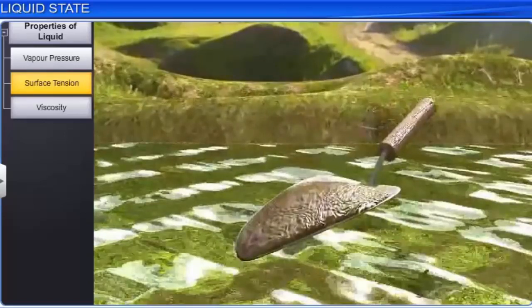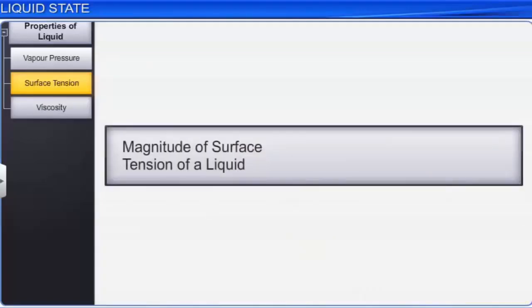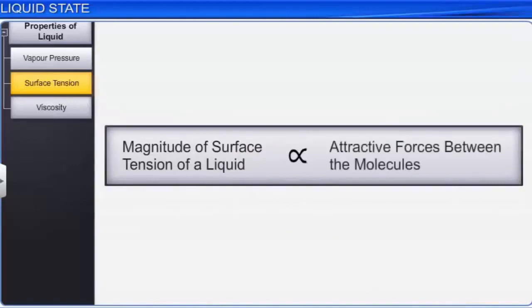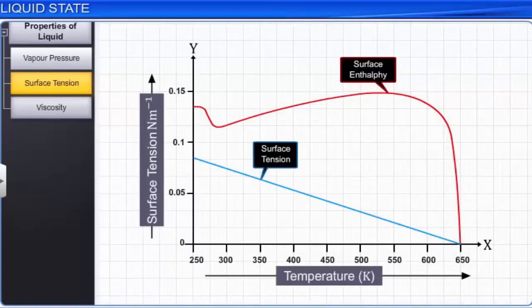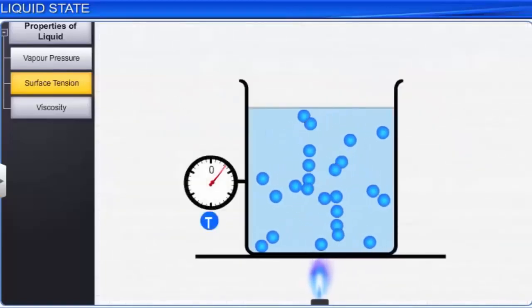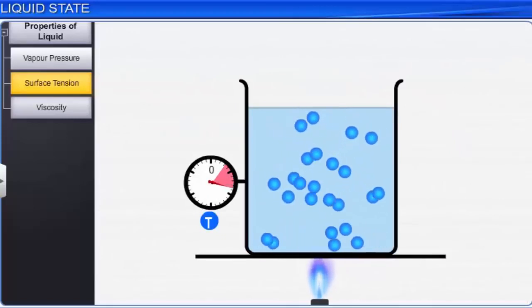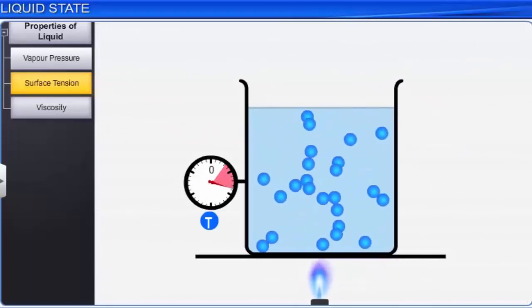The magnitude of the surface tension of a liquid is directly proportional to the attractive forces between the molecules. This implies that the larger the attractive force, the higher the surface tension of a liquid. Surface tension decreases with an increase in temperature. This is because at higher temperature the kinetic energy of the molecules increases. This reduces the intermolecular attraction, resulting in a decrease in the surface tension.